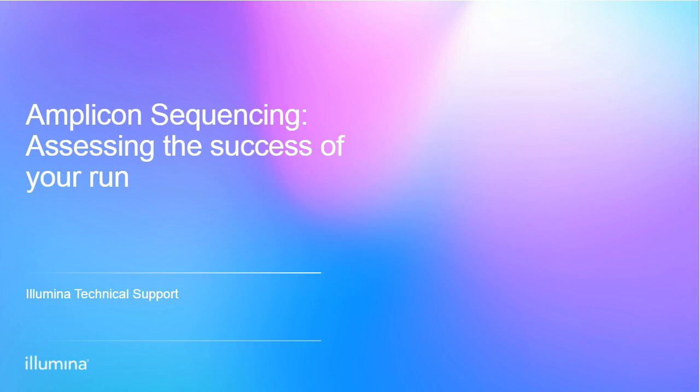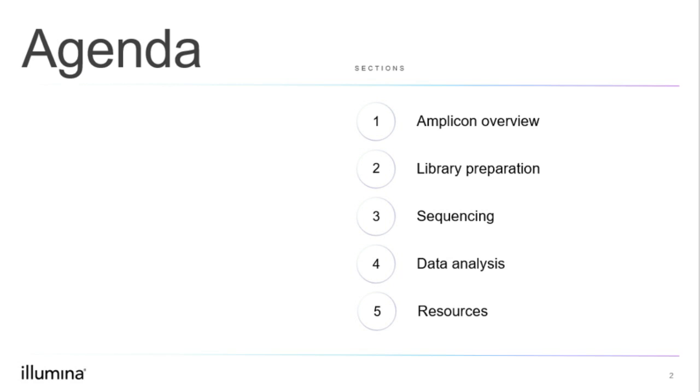Today, we will discuss Amplicon sequencing and how to assess the success of our Amplicon sequencing. First, we'll review some general information about Amplicon sequencing, then library preparation, sequencing, and sequencing run review, analysis files, and reviewing analysis results. Then, we'll cover some additional resources for Amplicon sequencing.